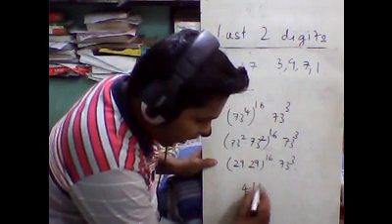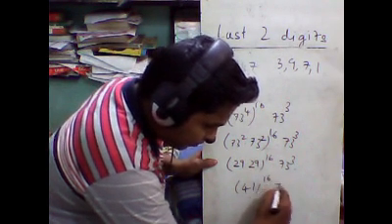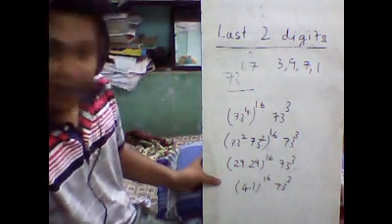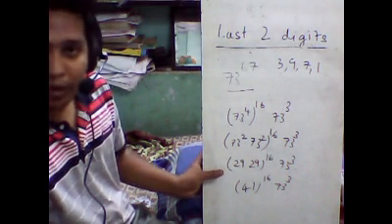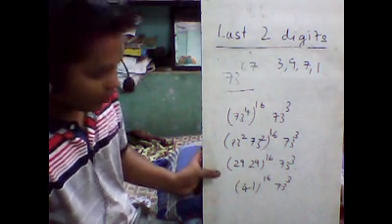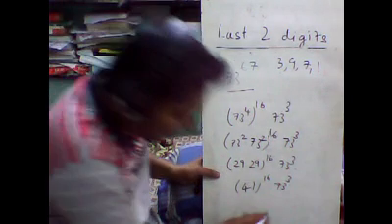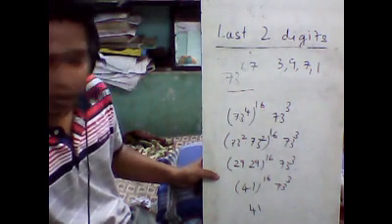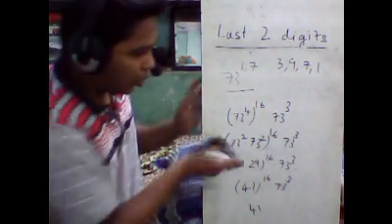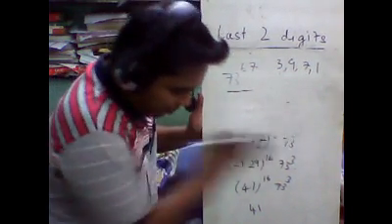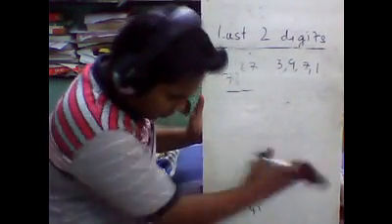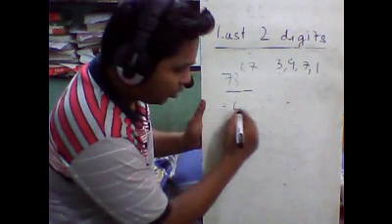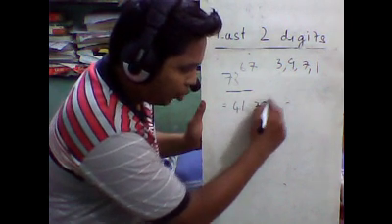So finding the last two digits of 73 to the power of 67 becomes finding the last two digits of 41 to the power of 16 into 73 cube. What is the last two digits of 41 to the power of 16? 41. So 73 to the power of 67 becomes finding the last two digits of 41 into 73 cube.